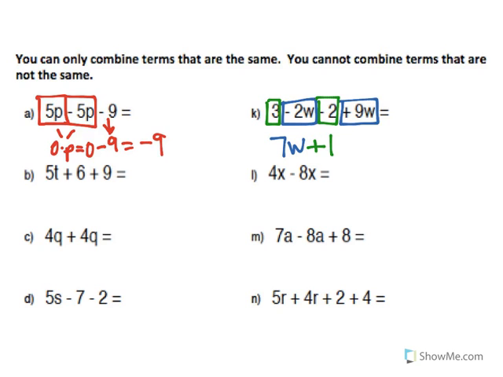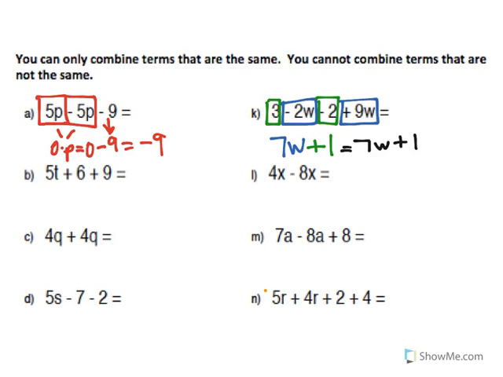Now a w and a 1, or a constant, are different terms. I cannot combine them any further. My answer is 7w plus 1. We will do one more example down here. Let's do a harder one. Let's do this one down here.